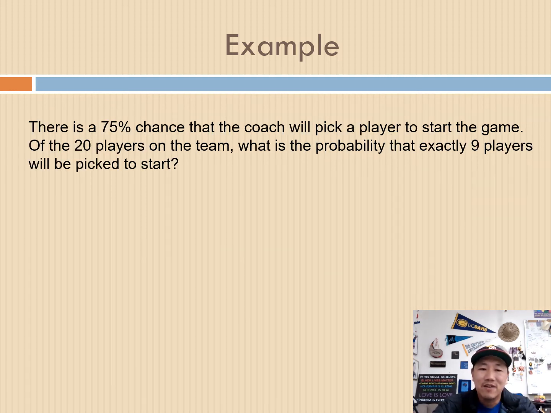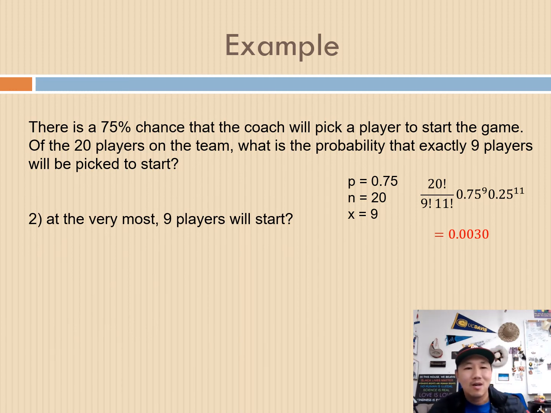All right, here's another example. There is a 75% chance that the coach will pick a player to start the game. Of the 20 players on the team, what is the probability that exactly 9 players will be picked to start? The probability of success that you will be chosen is P, 0.75. There are a total of 20 players. I want exactly 9 of those players to get picked. Plugging it in, you should get 0.0030.